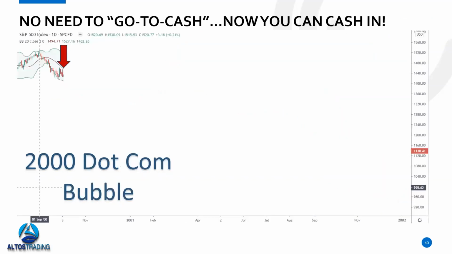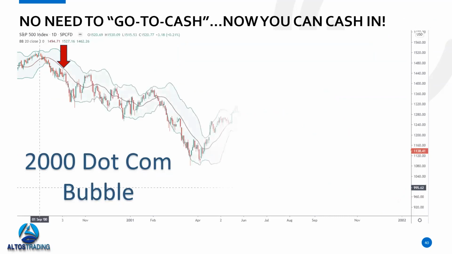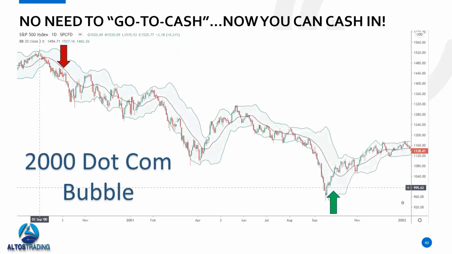Here's the 2000 dot-com bubble, sell signal from Trade Trend right there in September, October. And there's the slingshot, you can see it. And there's the sell-off. Buy signal comes in late September, early October, and we get the rebound.